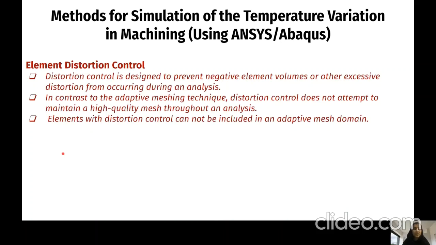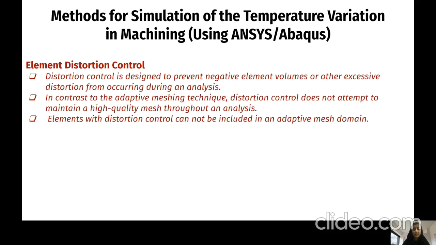The distortion control is designed to prevent negative element volumes or other excessive distortion from occurring during an analysis. In contrast to the adaptive meshing technique, distortion control does not attempt to maintain a high-quality mesh throughout an analysis. Elements with distortion control cannot be included in an adaptive mesh domain.